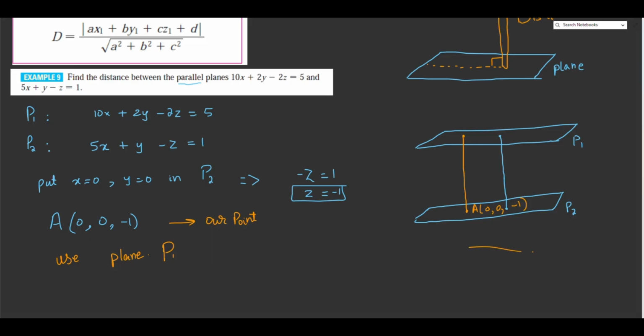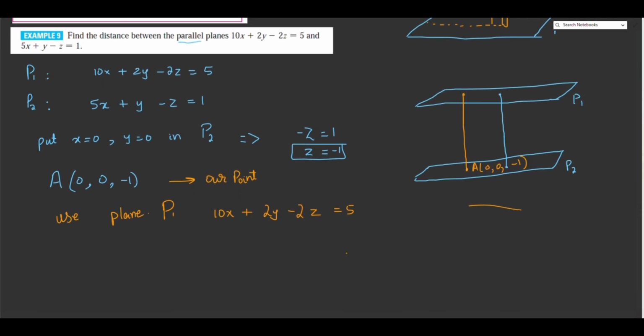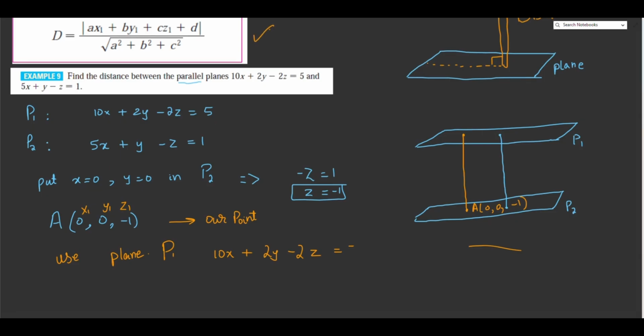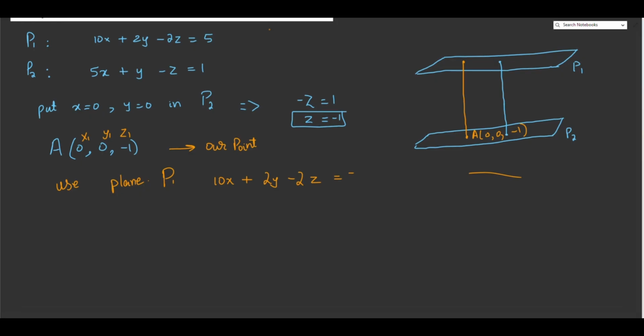The equation of the plane P1 is given by 10x plus 2y minus 2z equals 5, and substituting everything in the above formula, remember the coordinates of this point A are x1, y1, and z1. That will go here in this formula. So let's substitute these values, and that will give us the distance.